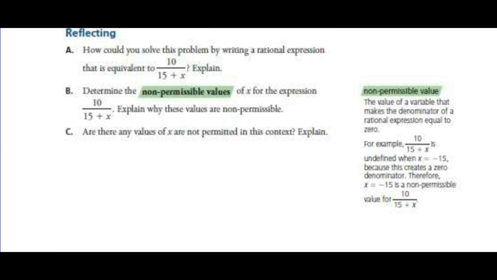Now, we're not really worried too much about this, but again, here's non-permissible value defined. The value of a variable that makes the denominator of a rational expression equal to 0. For example, 10 over 15 plus x is undefined when x is negative 15, because this creates a 0 denominator. Therefore, x equals negative 15 is a non-permissible value. And the restriction, what we would generally say, is that x cannot equal negative 15.